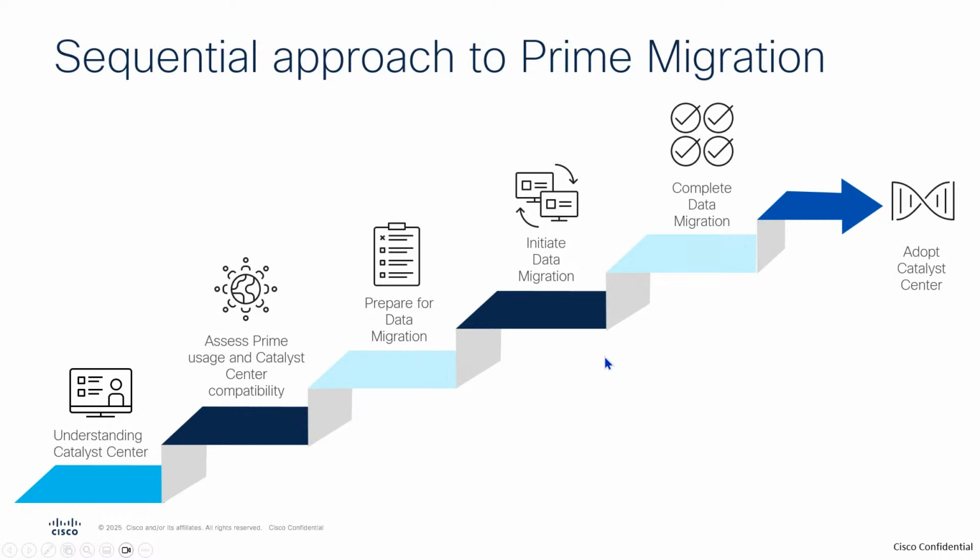So this all comes into play when performing that migration, and it can take some time, but I will give you an example near the end of this presentation to give you an idea of how long that might take. And then you'll complete your data migration and adopt Catalyst Center. This is where all of your hierarchy will be migrated over, your network devices will be migrated over, and you'll be ready to go from the get-go to start using the capabilities within Catalyst Center.